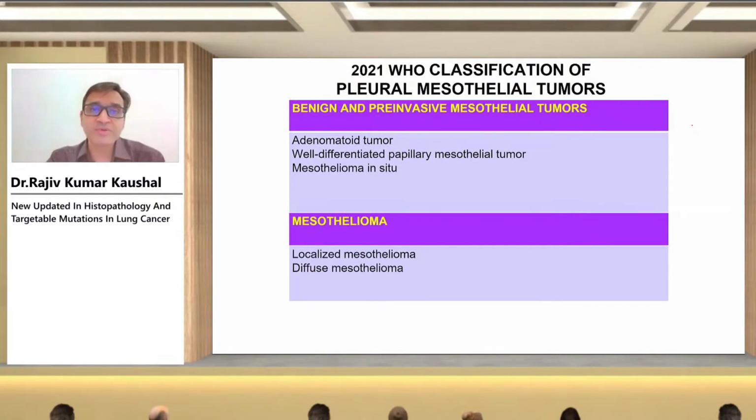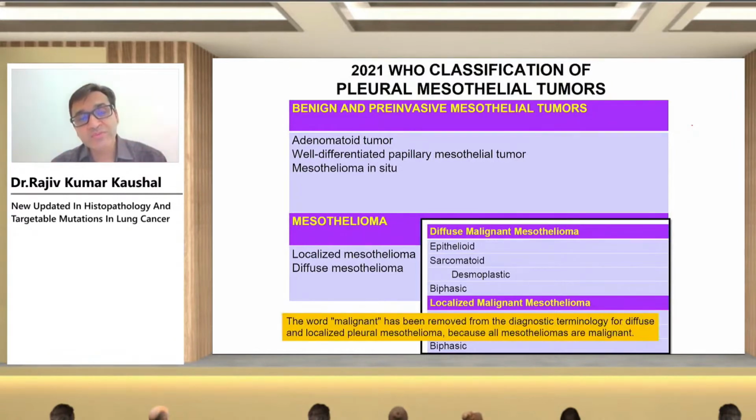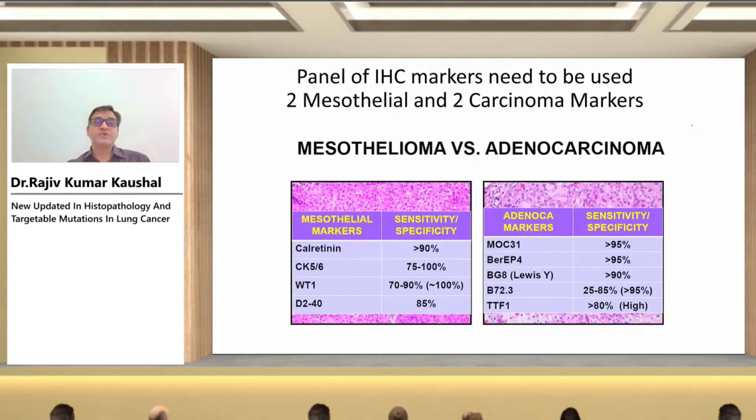Briefly about the tumors of the pleura: mesothelial tumors are the common ones, in which mesothelioma can be epithelioid, sarcomatoid, or biphasic type. One important thing mentioned in the WHO is that there is no need to call mesothelioma malignant or benign, because mesothelioma itself is a malignant entity, and there is no need to add the term malignant in front of it.